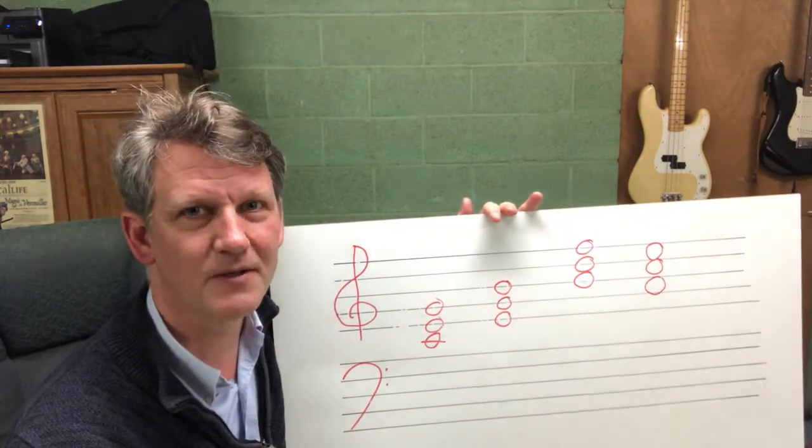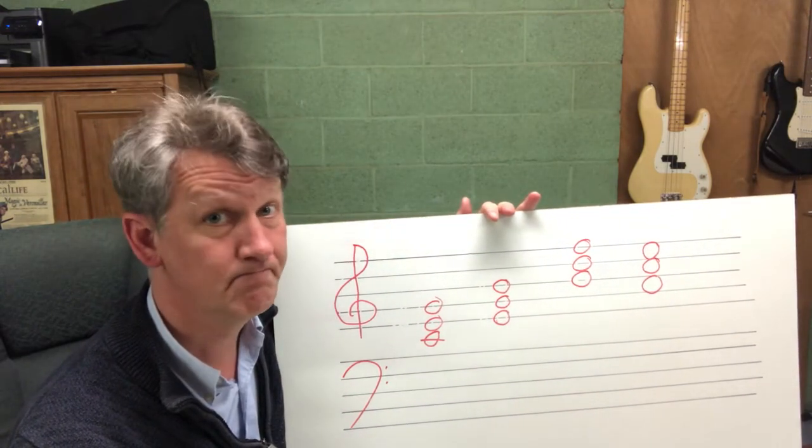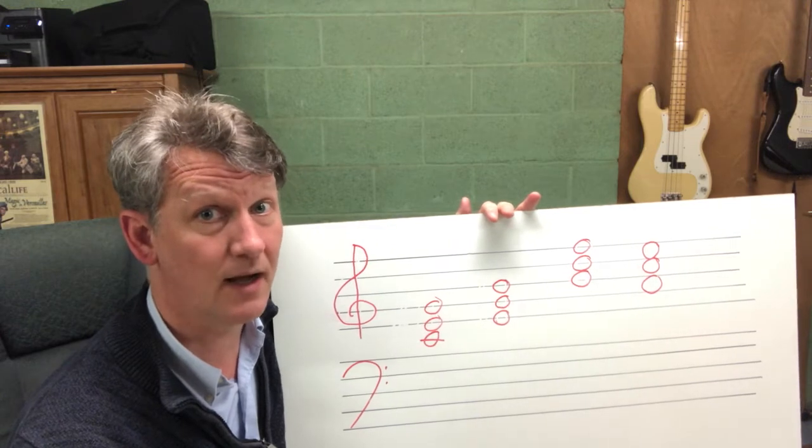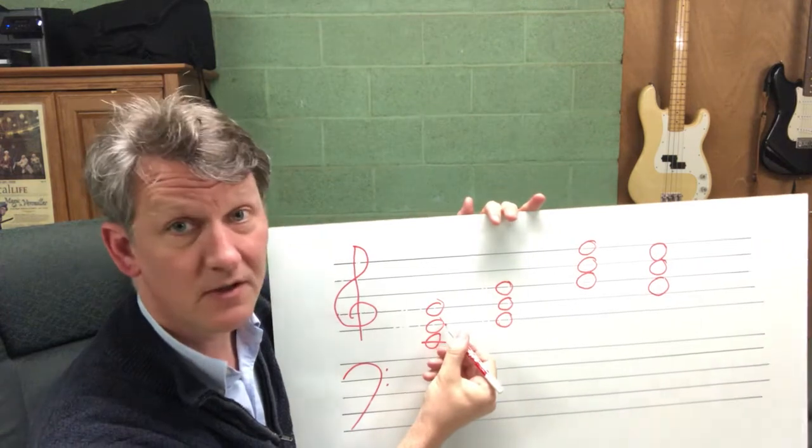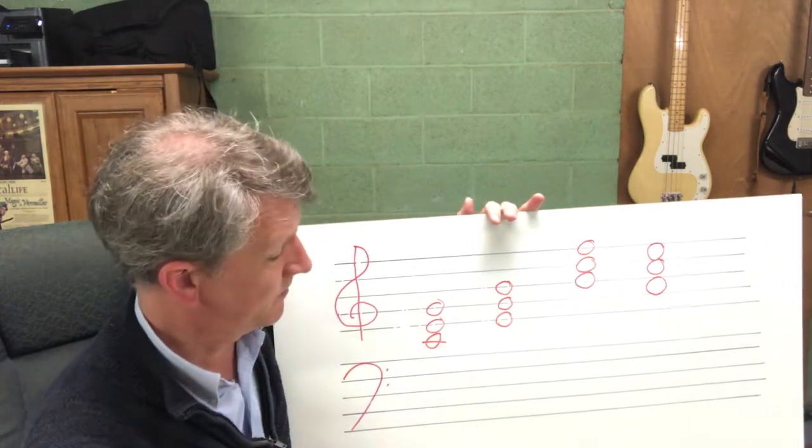What's the natural quality of that? CEG is a C major triad. That's a major triad. So that means that it has a major third and then a minor third.